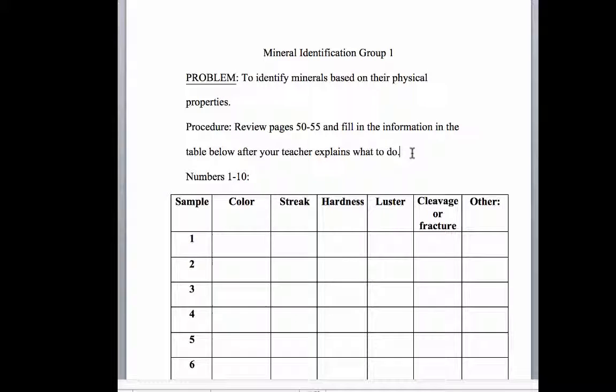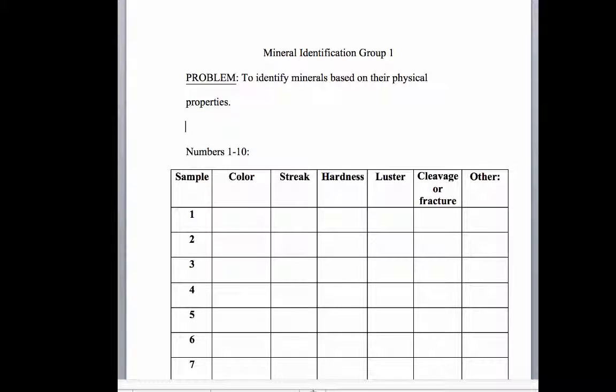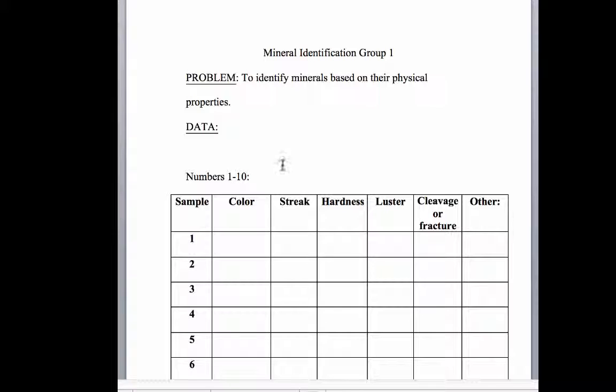After your problem, we don't need a procedure. We're going to go straight to our data since it is a baby lab. So we've got underline, all capital, data. We need a title for our data table. Let's call this Mineral data for samples 1 through 10.